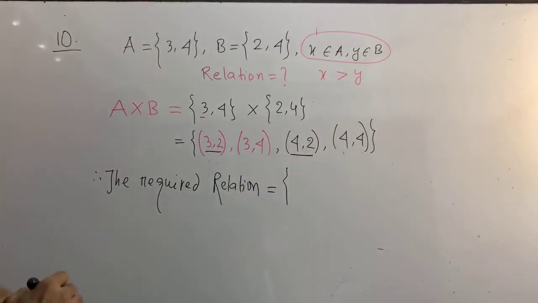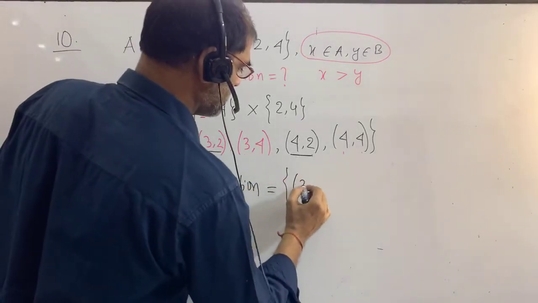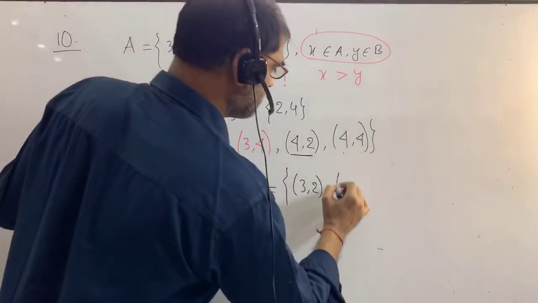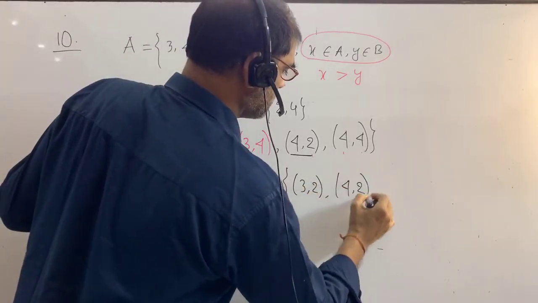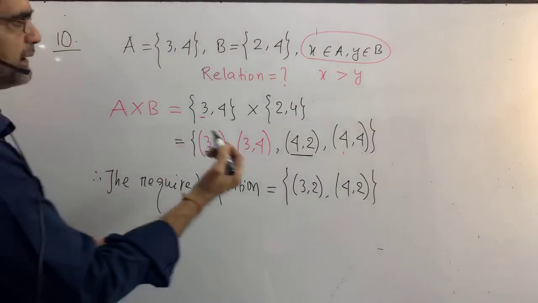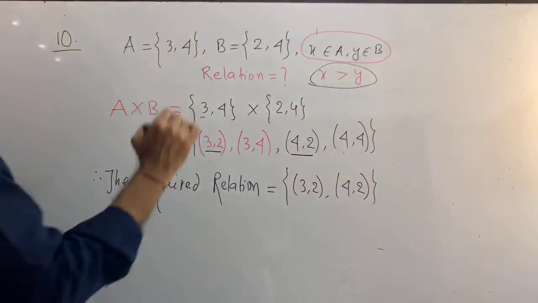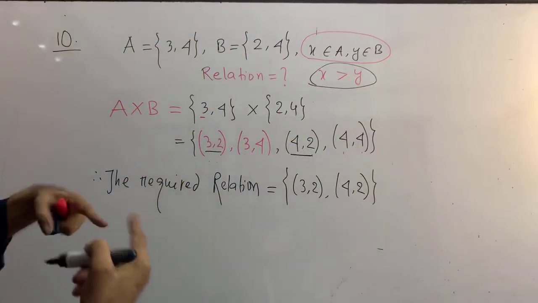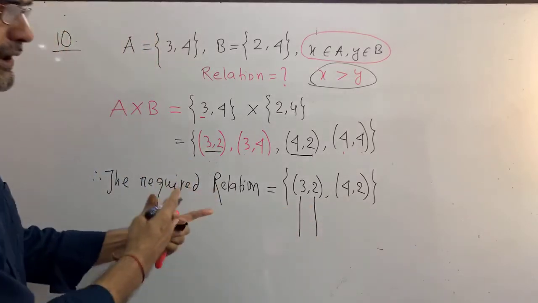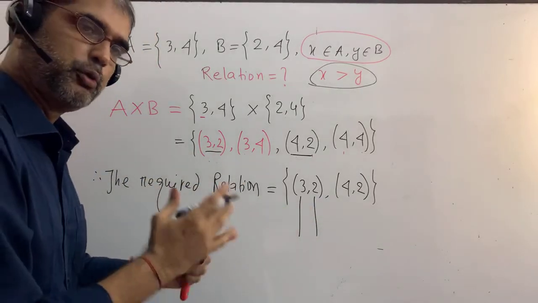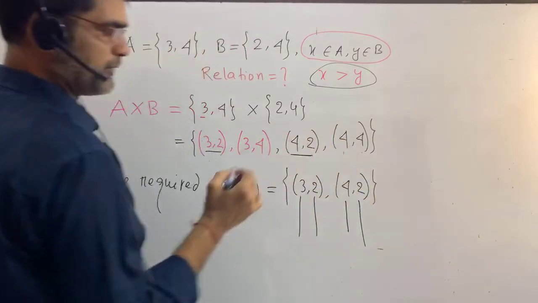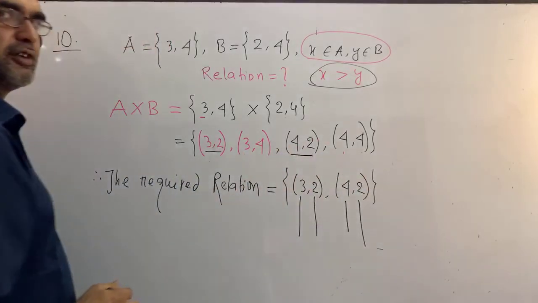Okay, so we have 3 comma 2. We also have 4 comma 2. The required relation has been written depending on this given condition, that is x greater than y. This is x, I told you, this is y. We are getting 3 greater than 2, that means x greater than y. In the same way, this is x and this is y. So the first one is greater than the second one.